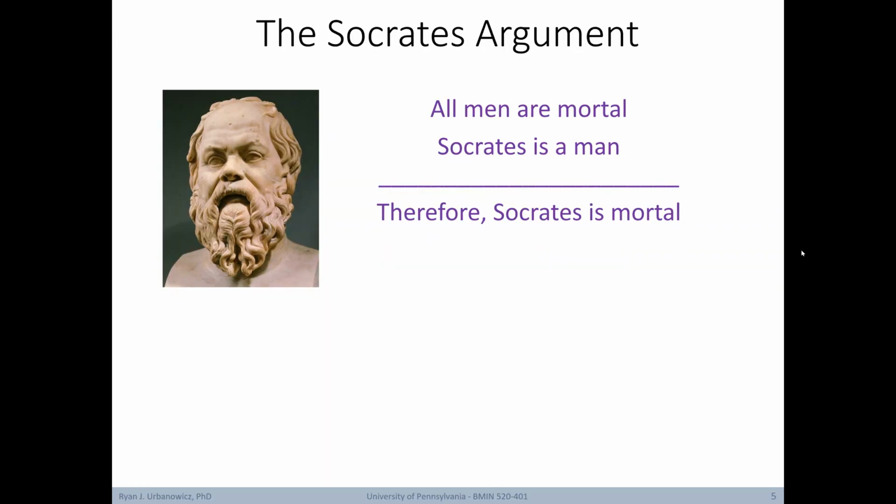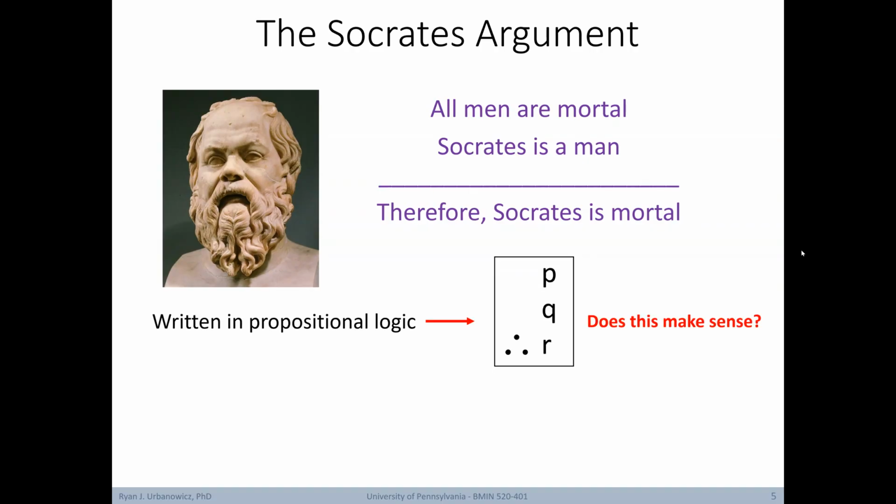Let's start by looking at this argument from Socrates that we've seen a few times before. It goes, all men are mortal, Socrates is a man, therefore Socrates is mortal. If we apply propositional logic to turn this into an argument like we've already learned, we get this argument formula. Taking a closer look at this argument, it doesn't actually make any sense. Here we're claiming that if P and if Q, then we conclude R. Clearly this doesn't make any sense. So what are we missing?